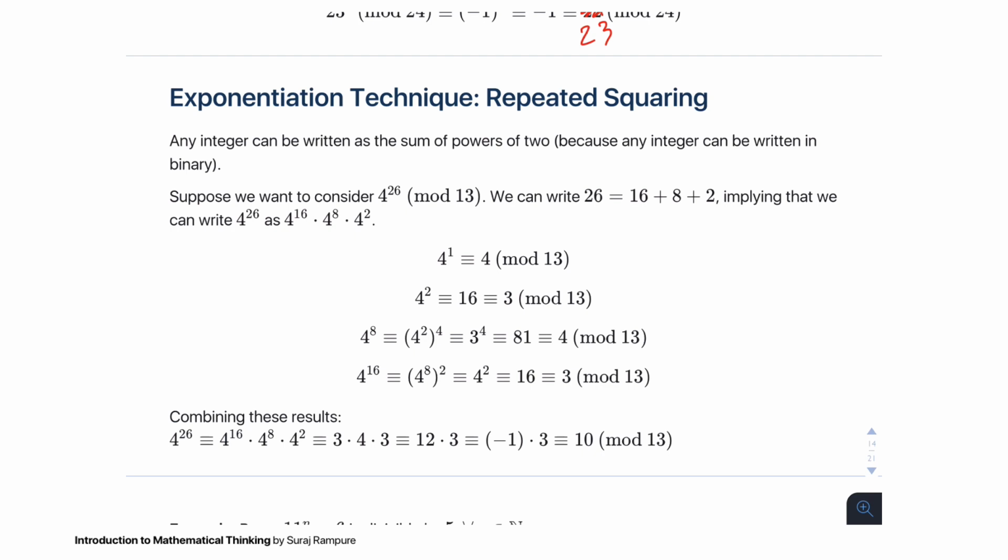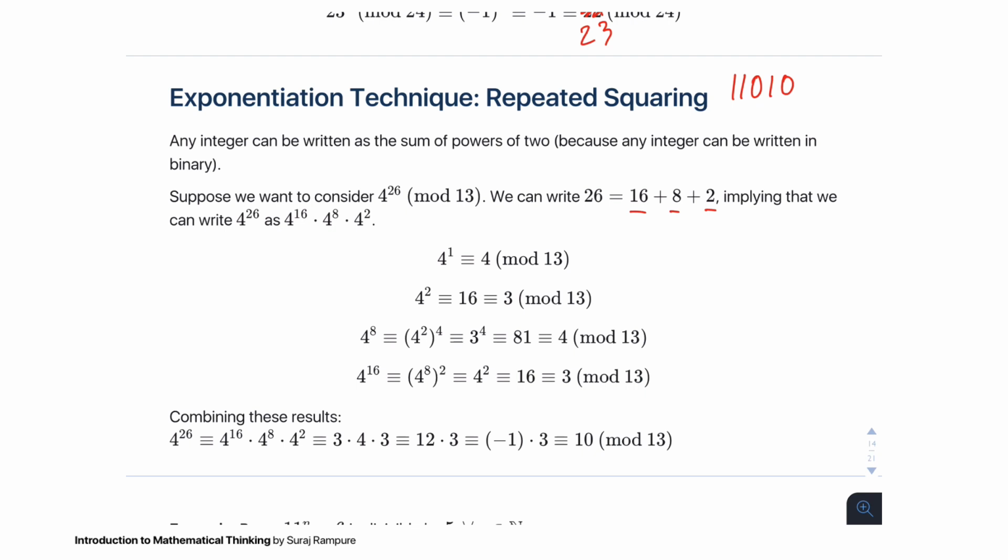Okay? For example, 26, we can write it as 16 plus 8 plus 2. Out of curiosity, what does this mean, the binary representation of 26 is? It should be 1, 1, 0, 1, 0. Can anyone explain how I got that?